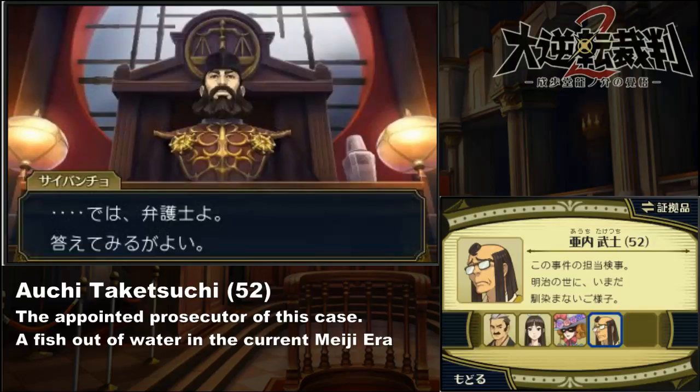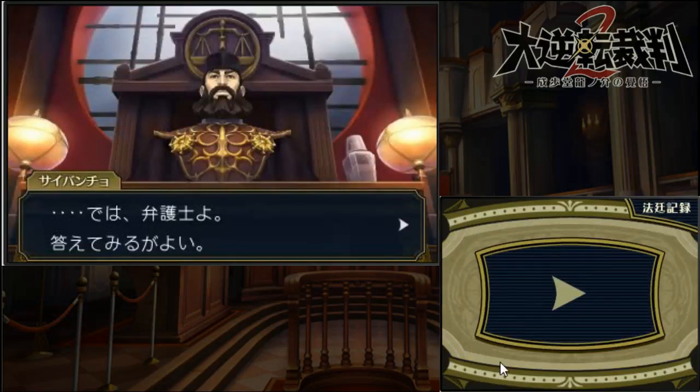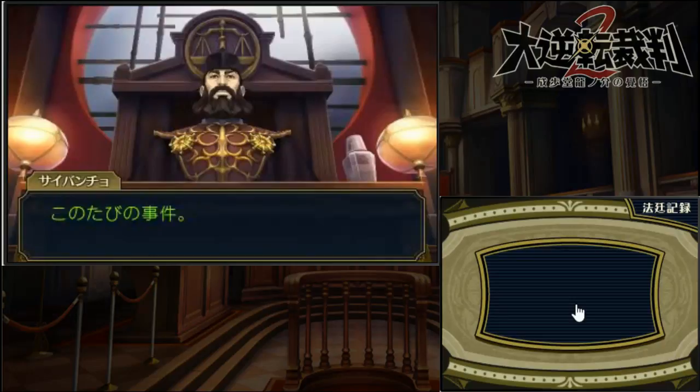Aochi Taketsuchi, the appointed prosecutor of this case, a fish out of water in the current Meiji era. I don't think they even said Meiji. I think they probably called it the Restoration period, honestly, if you're from that time. But I could be wrong.